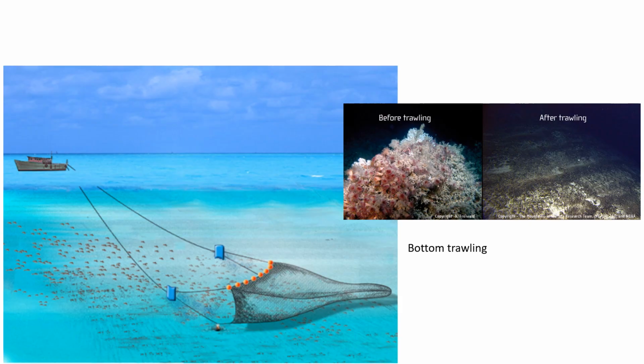You weight those nets down and you have rollers on the bottom, and those rollers just roll along the bottom and crush anything in their path. So you might be fishing for some type of fish or for shrimp or anything like that, but you're destroying corals while you're doing it, or at least the deep water corals.